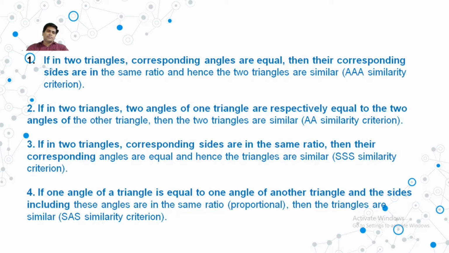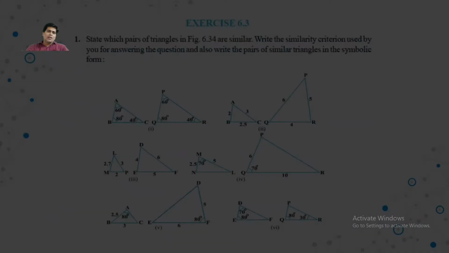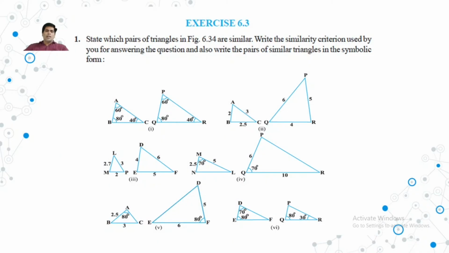So this is all about similar triangles and criteria. Let us see the question now in 6.3. What he is asking: state which pair of triangles in figure 6.34 are similar. Write the similarity criterion used for answering the question, and also write the pair of similar triangles in symbolic form. So let us see the 6.3 question now.